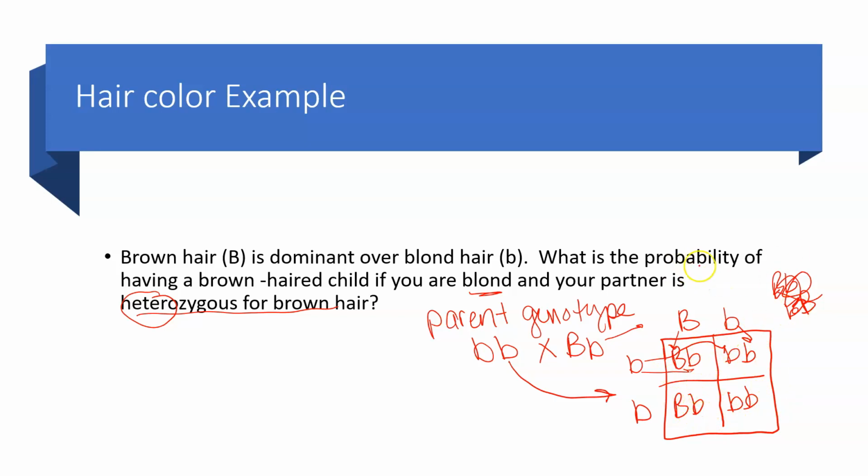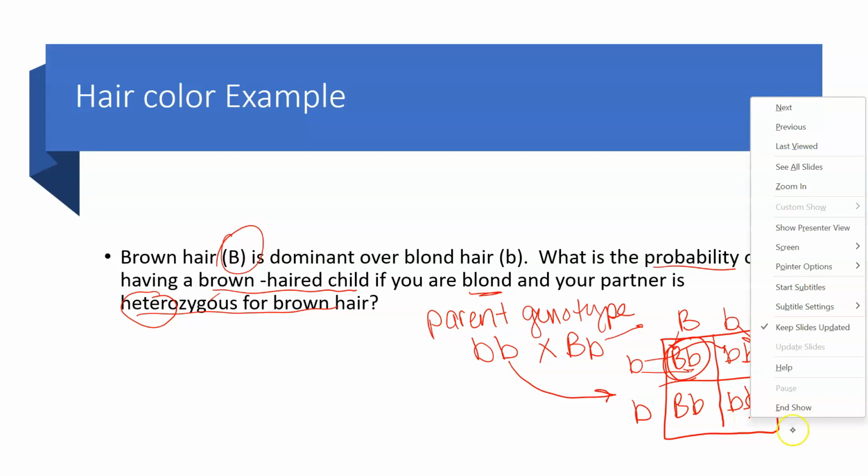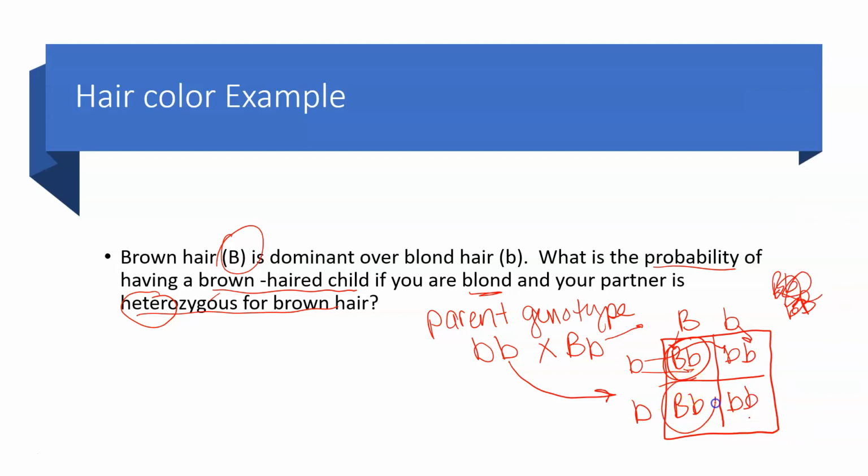So let's go back. The question was, what is the probability of having a brown-haired child? So in order to be brown-haired, we need to have at least one big B. So is this one brown-haired? Yep. Is this one brown-haired? No, that one is blonde. It's only got 2 little b's. Is this one blonde-haired here? Nope, this one also only has 2 little b's. It's not blonde. This one has a big B, so it would be brown-haired.